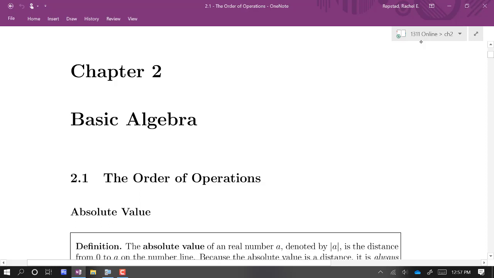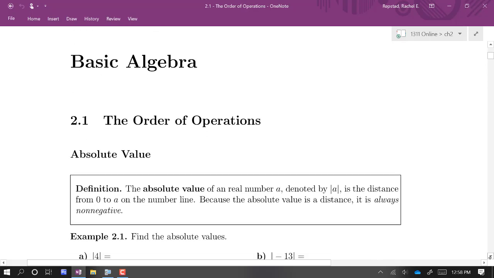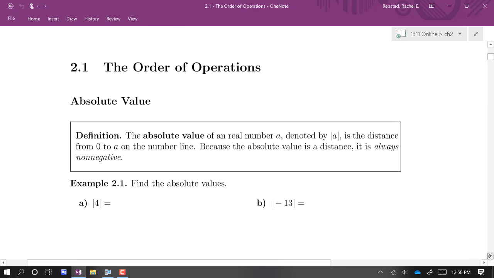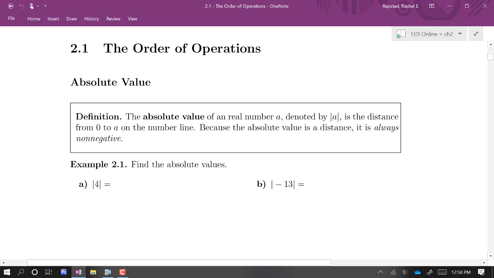Alright, we're going to do some basic algebra here and begin with the order of operations. Actually, we're going to build up to the order of operations. I'm really going to start with some arithmetic. Now, you might already be familiar with a lot of this, but I just want to cover our bases, make sure that we all come into this with the same understanding.